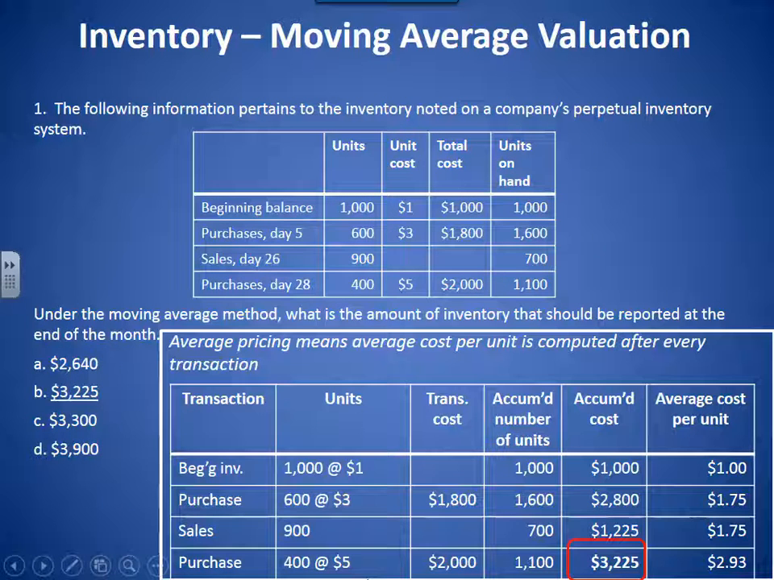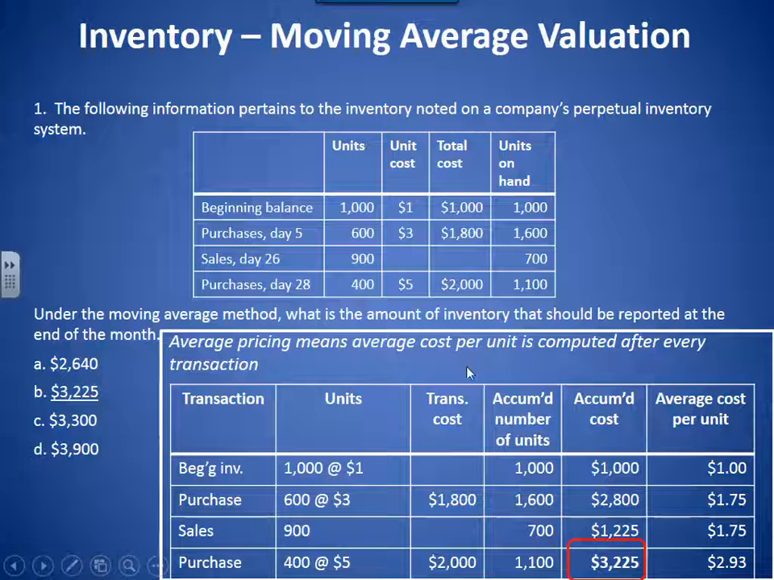Okay, under the moving average method, what is the amount of inventory that should be reported at the end of the month? In this case, the answer is B, $3,225. We're going to recreate the perpetual inventory transactions based upon this listing of inventory transactions here. When we say average pricing, that means that the average cost is computed after every transaction.